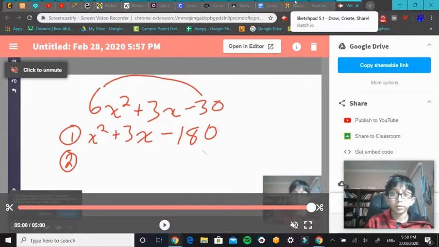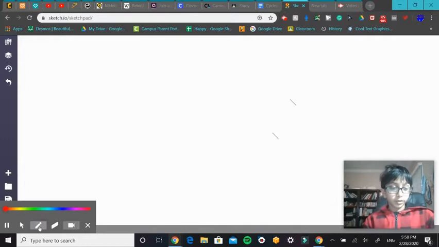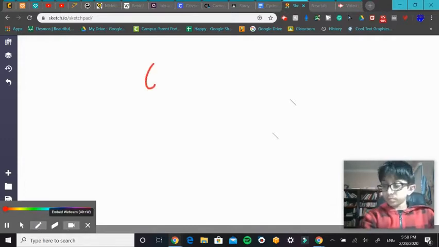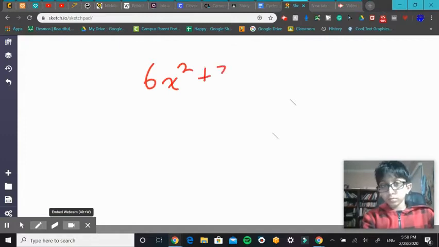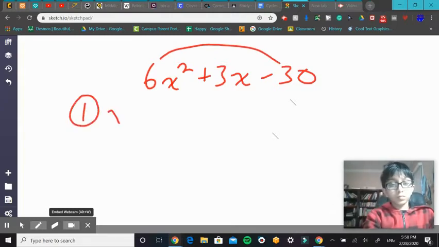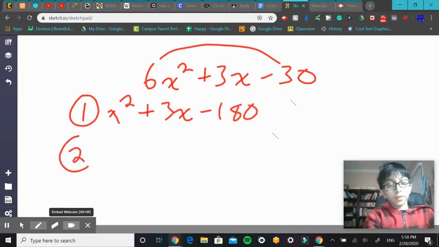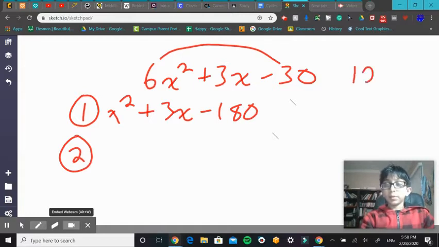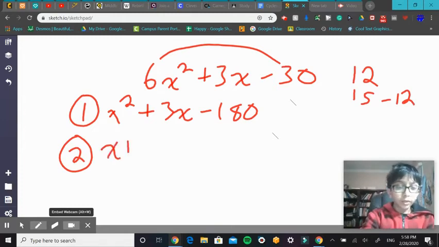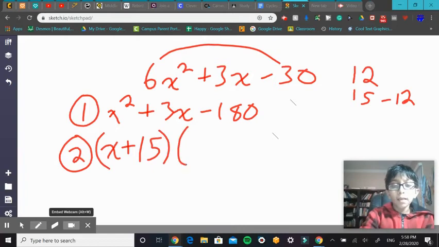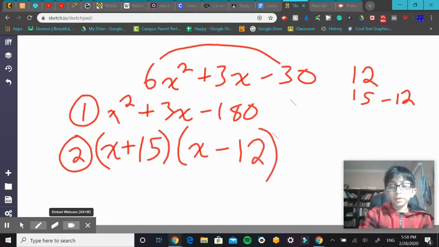It kind of deleted my progress, so let me just quickly recreate what I had. So we found out that if you divide 180 by 12, then you get 15, and we know 15 minus 12 can create 3. So we can take x plus 15 and x minus 12.